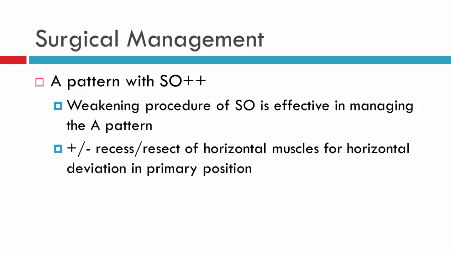Now moving on to superior oblique overactions. In this instance again, if you have an oblique overaction, you correct this first in an attempt to address the AV pattern. So a weakening procedure of the superior oblique will be performed, such as a tenectomy or tenotomy of the superior oblique. If however there is a significant ESO-exo deviation in primary, a recess resect procedure could be performed on the horizontal muscles also to address the ESO-exo in primary.